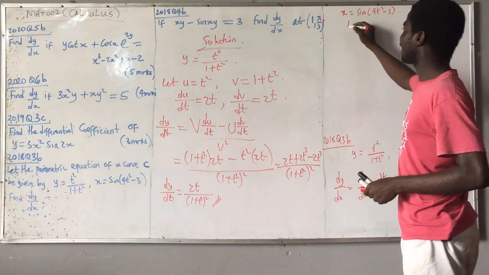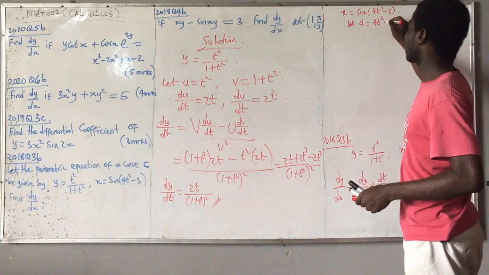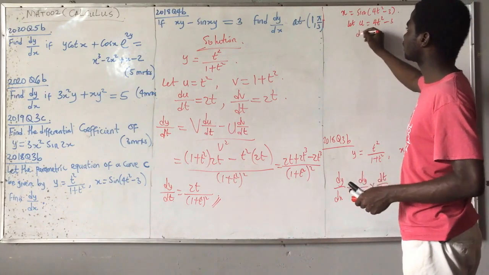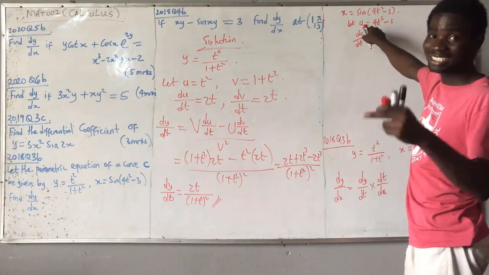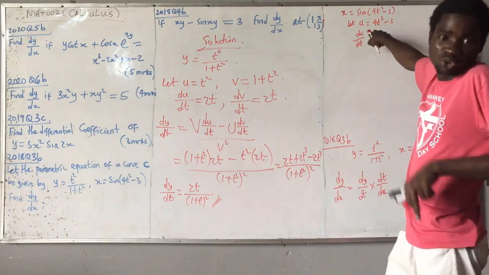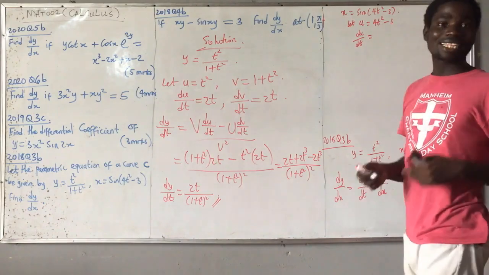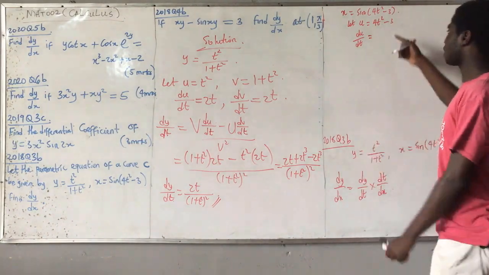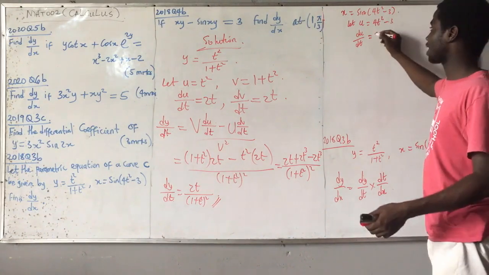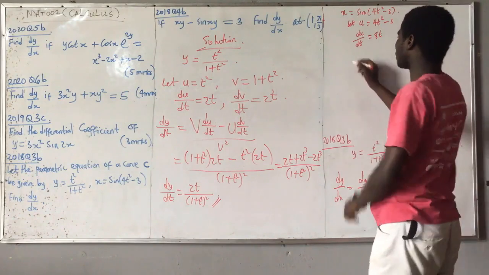Do you understand? Let u be equal to 4t squared minus 3. You will now do du/dt. Assuming it's y that I say, you will write dy/dt, but it's u that I say, so differentiate u with respect to t. Differentiate this one out. It's like 4s squared, which gives 8s, but it is t. Differentiate a constant, you have 0. So that means du/dt will now be equal to what?